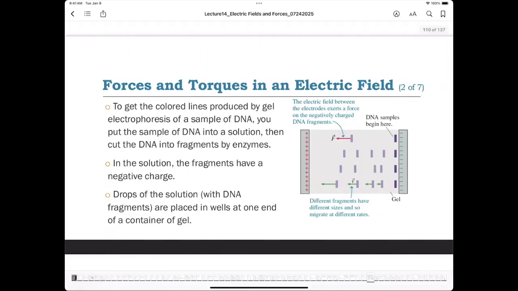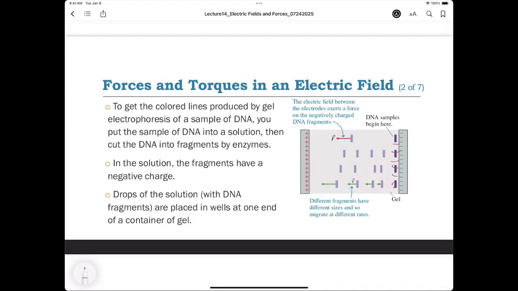Okay. Let's continue to talk about forces and torques in an electric field. To get the colored lines produced by gel electrophoresis of a sample of DNA, you put the sample of DNA into a solution, then cut the DNA into fragments with enzymes. In the solution, the fragments have a negative charge. You can see here the sample has a negative charge.